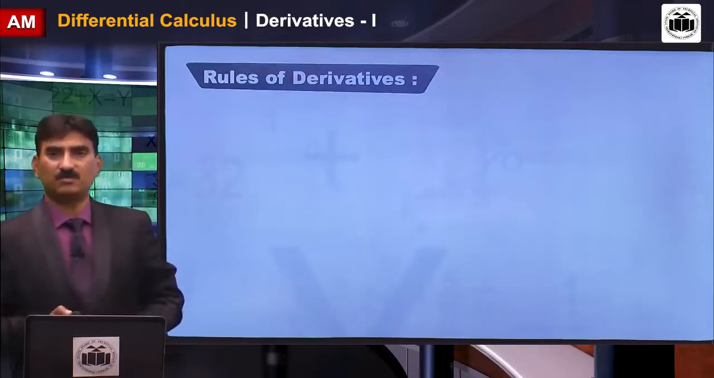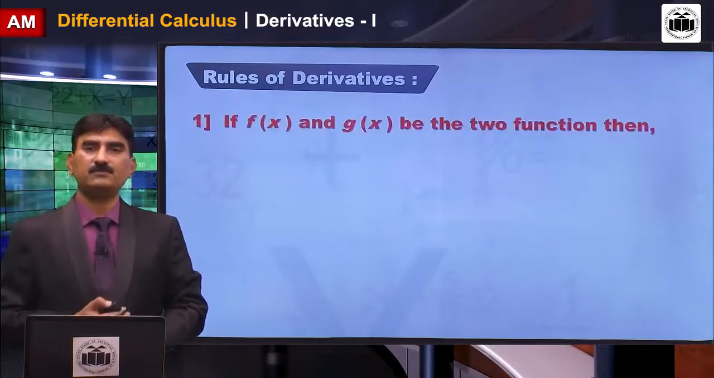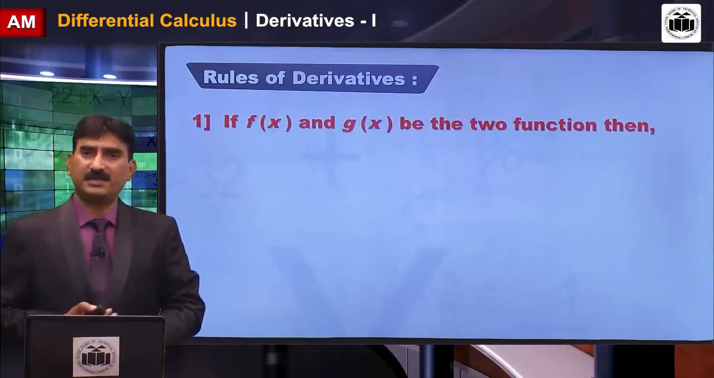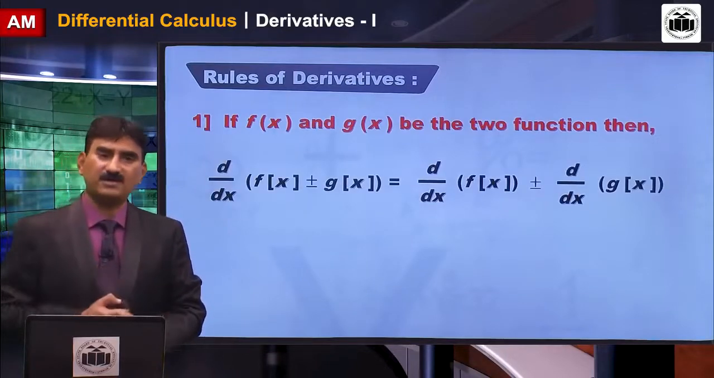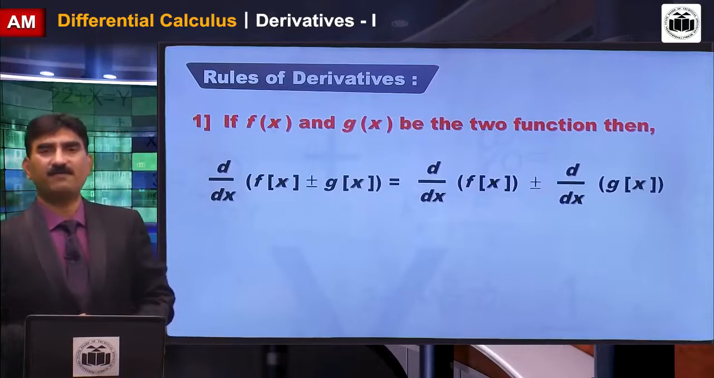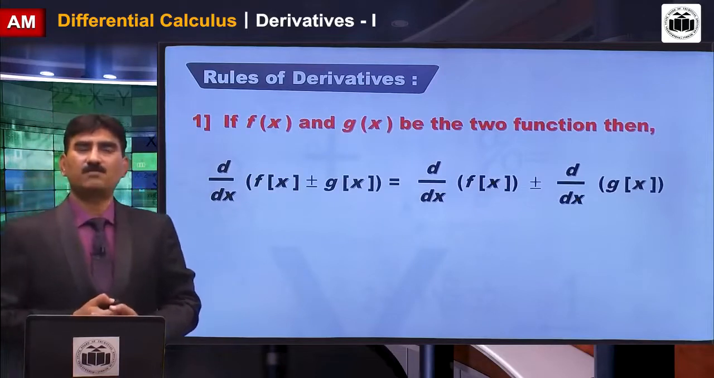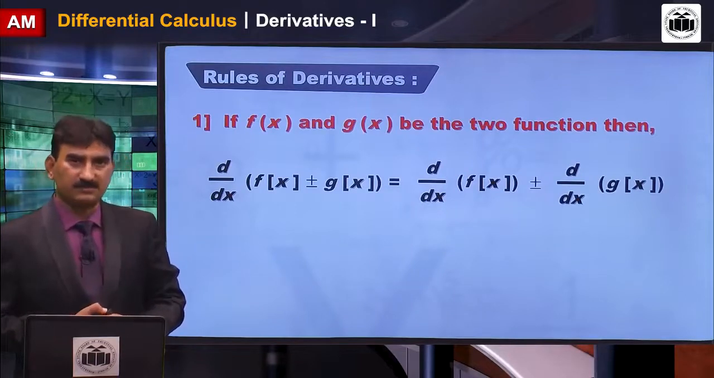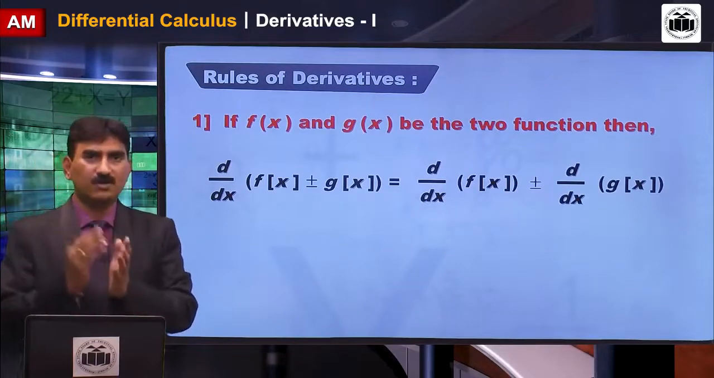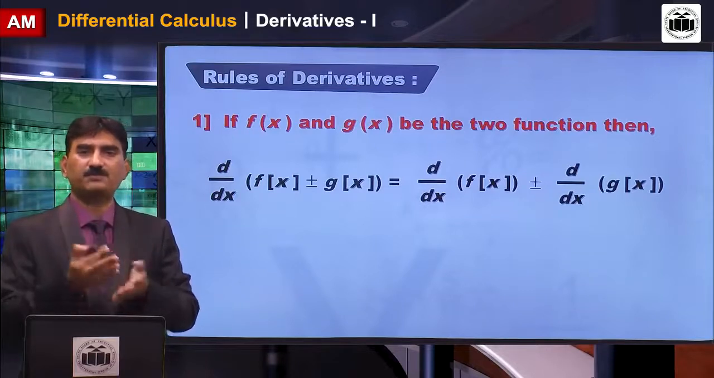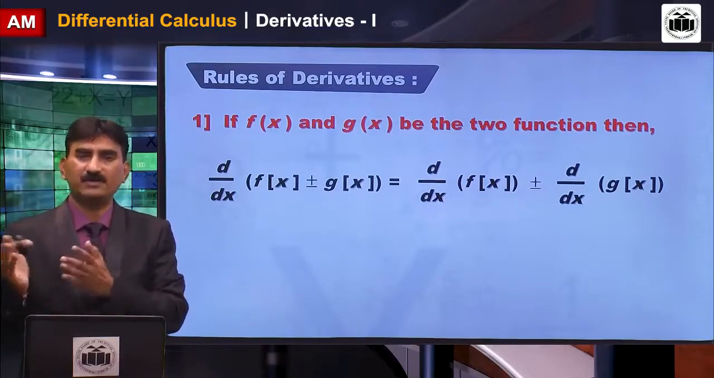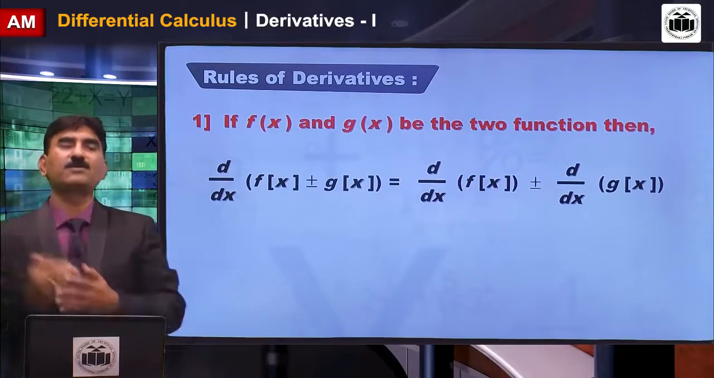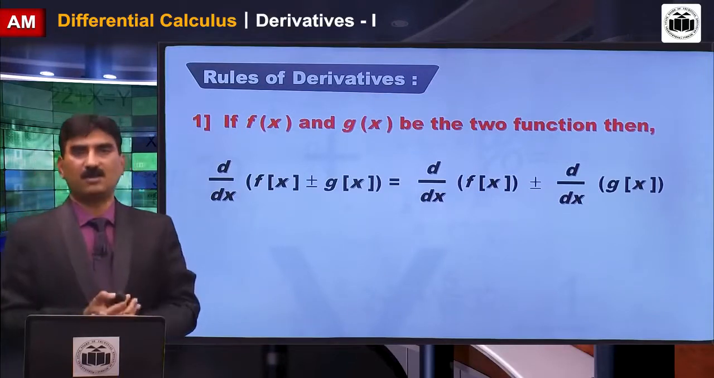Now, the rules of derivatives. If f of x and g of x are two functions, then the first rule, for addition and subtraction, is d by dx of f of x plus or minus d by dx of g of x. This is for any number of terms. If f of x plus or minus g of x plus or minus z of x plus or minus t of x, you have to separate out the derivative for all the terms.